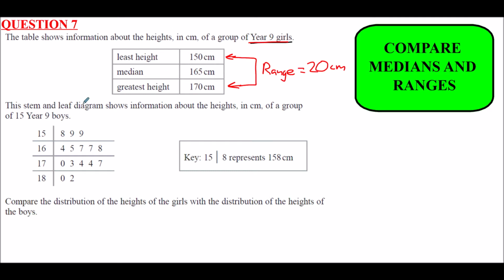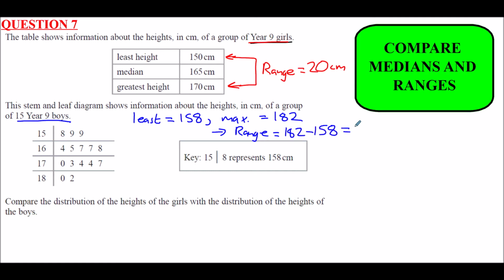For the boys, the least is this value here, which means 158 centimetres. Greatest, the maximum, is 182. So therefore for the boys, the range is 182 minus 158, which if you take your time with, you should find that that's 24 centimetres.